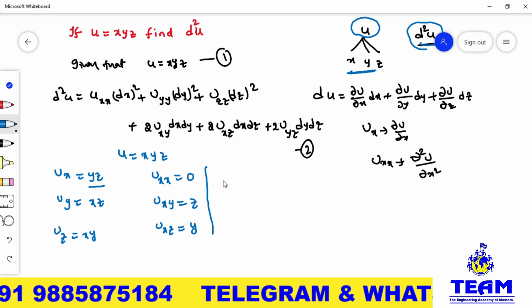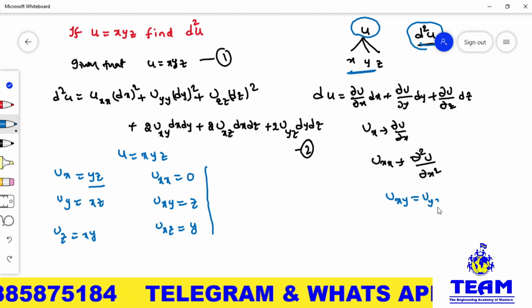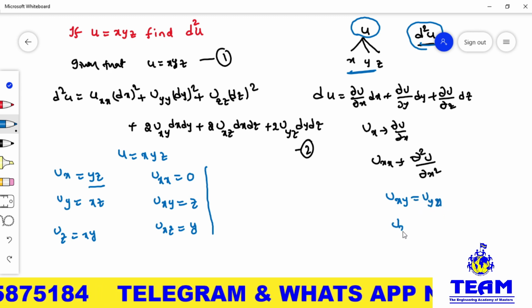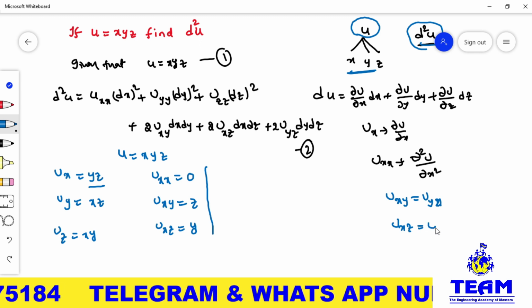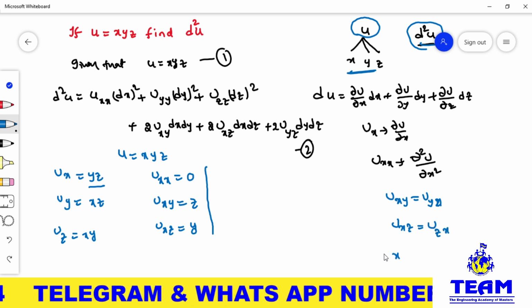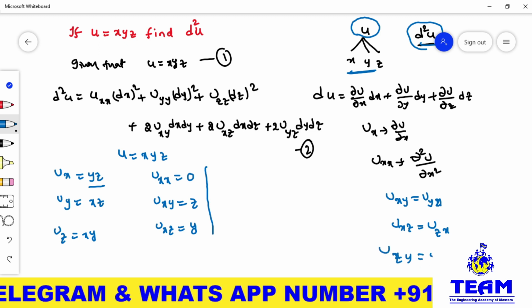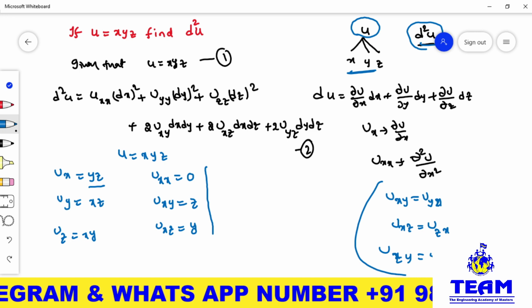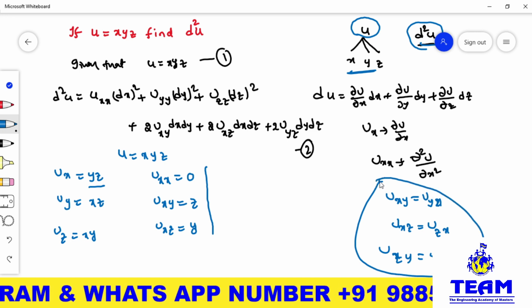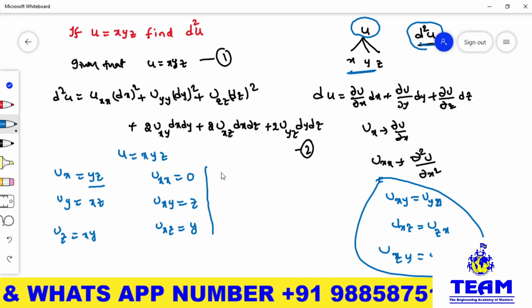You know that friends, the partial derivatives like uxy is equal to uyx. Next uxz is equal to uzx. Okay, these are partial derivatives. Next uzy is equal to uyz. These values you know very well. Yes or no? These are equal in partial derivatives. So friends, you observe. Even though if you want, I'll solve these also.